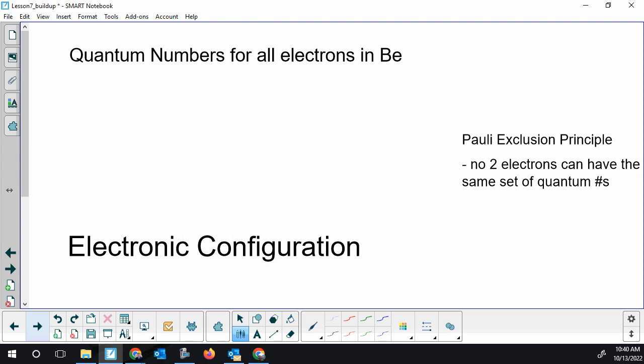It'll be at the bottom. One last example of all of those quantum numbers. So I'm going to do the quantum numbers for all electrons in beryllium.